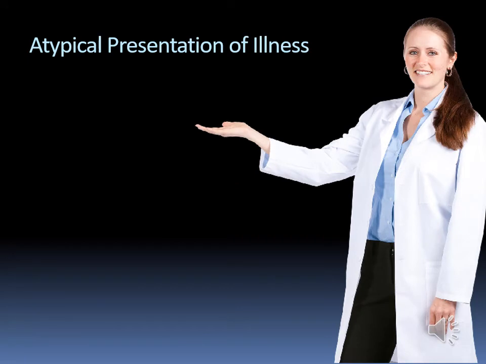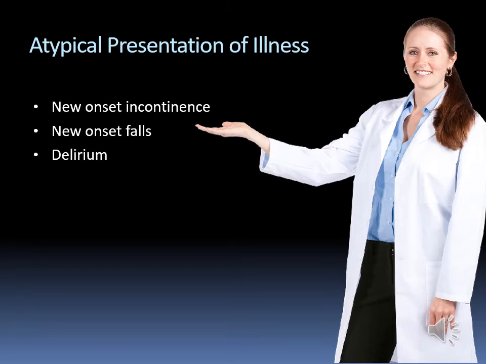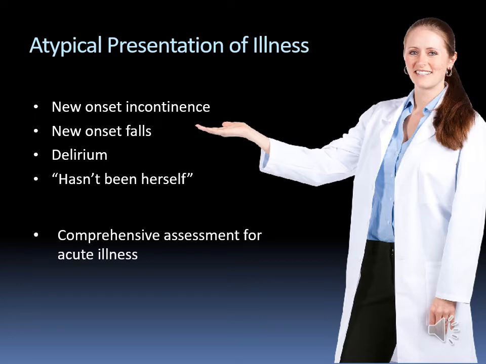Acute functional decline also includes acute changes such as new onset incontinence, new onset falls, and delirium. This can often present itself in non-specific ways as well that may be described by family with phrases such as, "Mom just hasn't been herself." It's important that these concerns are followed up with a comprehensive workup with an eye to acute illness.